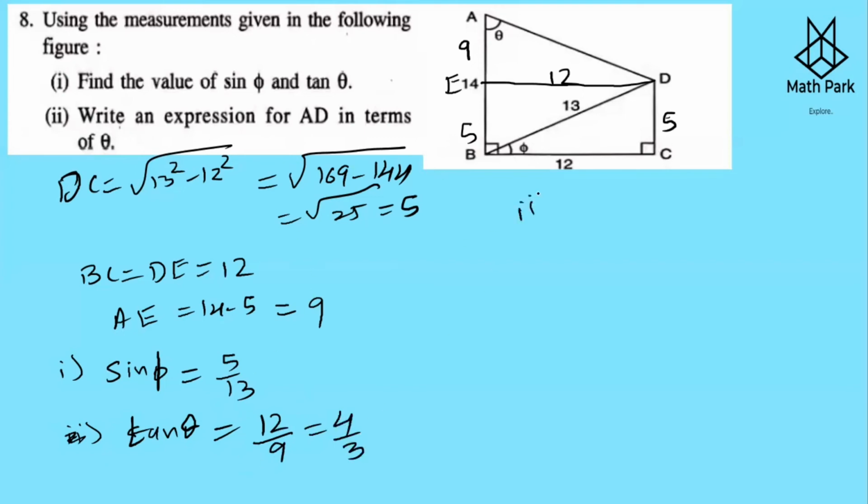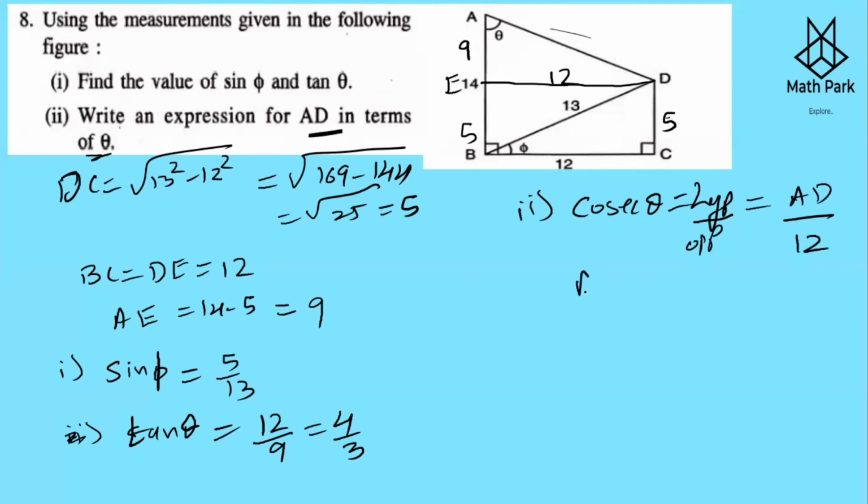Right, the second part says write an expression for AD in terms of theta. So AD is the hypotenuse. Which ratios have the hypotenuse over here? We can take cosec theta is equal to hypotenuse upon opposite. So the hypotenuse is AD upon 12. So you get AD is equal to 12 cosec theta.